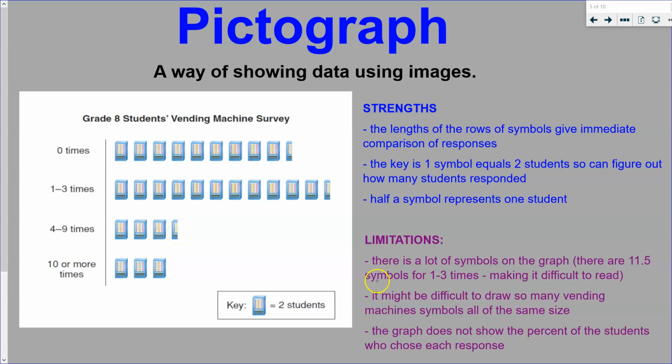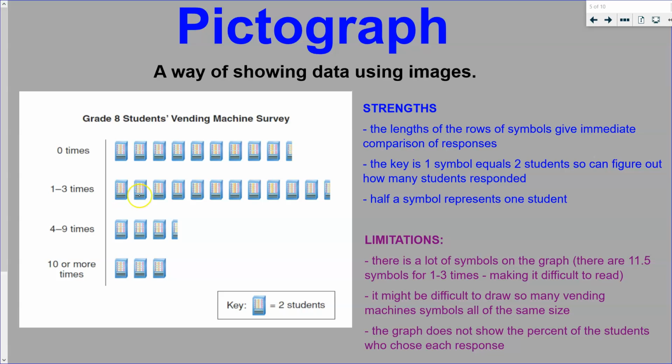Limitations: there's a lot of symbols on the graph. There's actually 11.5 symbols for 1 to 3 times. So that's a lot for a small amount of measurement. It might be difficult to draw so many vending machines, so this was obviously done electronically.